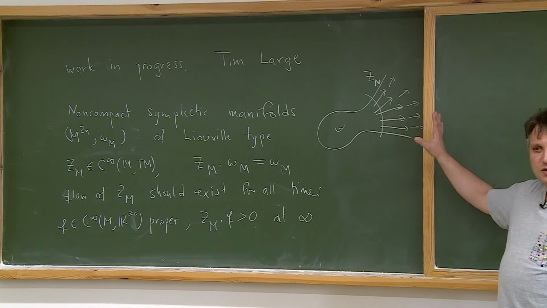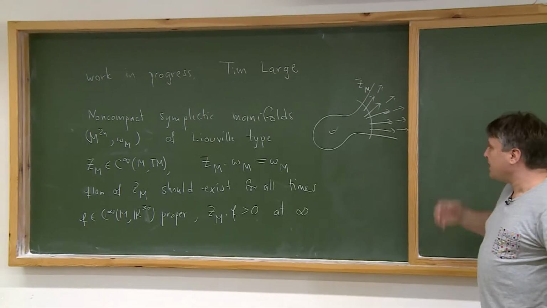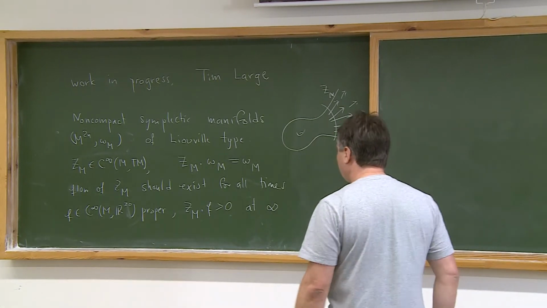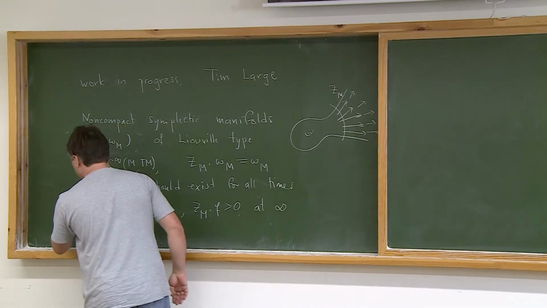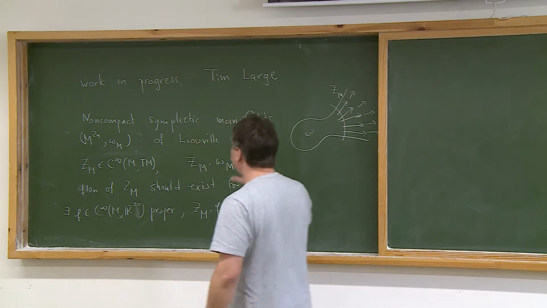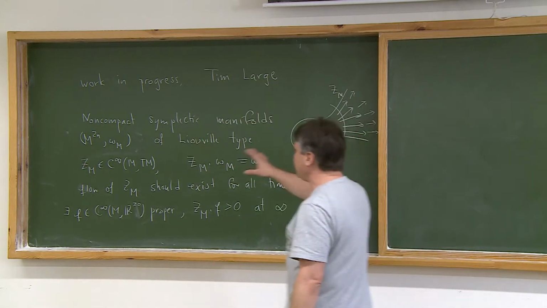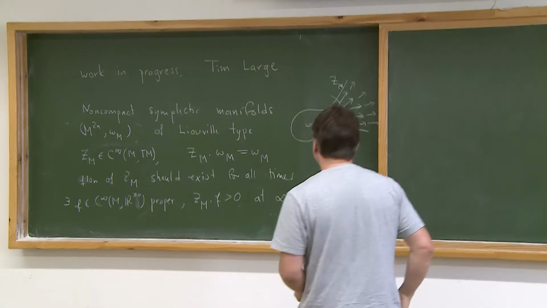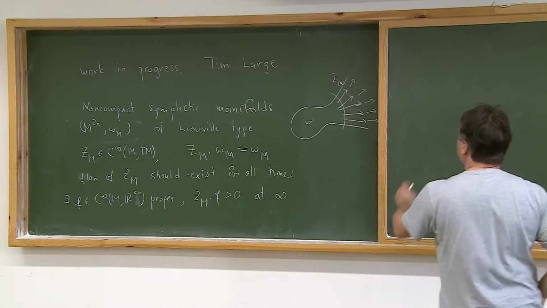So you say there exists F? Yes, there just exists F. It doesn't really matter, because everything I write down will eventually be just invariants of the symplectic structure.